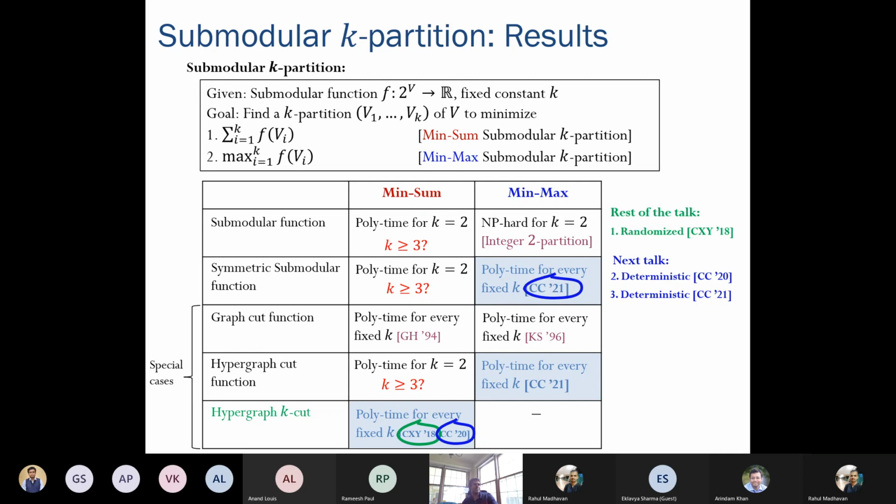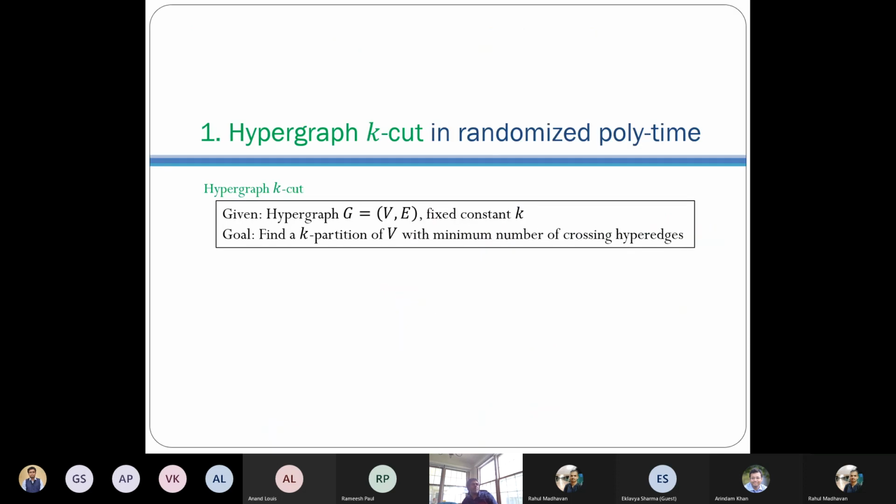We'll see the randomized algorithm, and one might wonder why this doesn't generalize to submodular functions. And as soon as you see the randomized algorithm, you'll see why it doesn't generalize. Yeah, if we don't see it, we'll come back to that question in the end. Yeah, thank you.